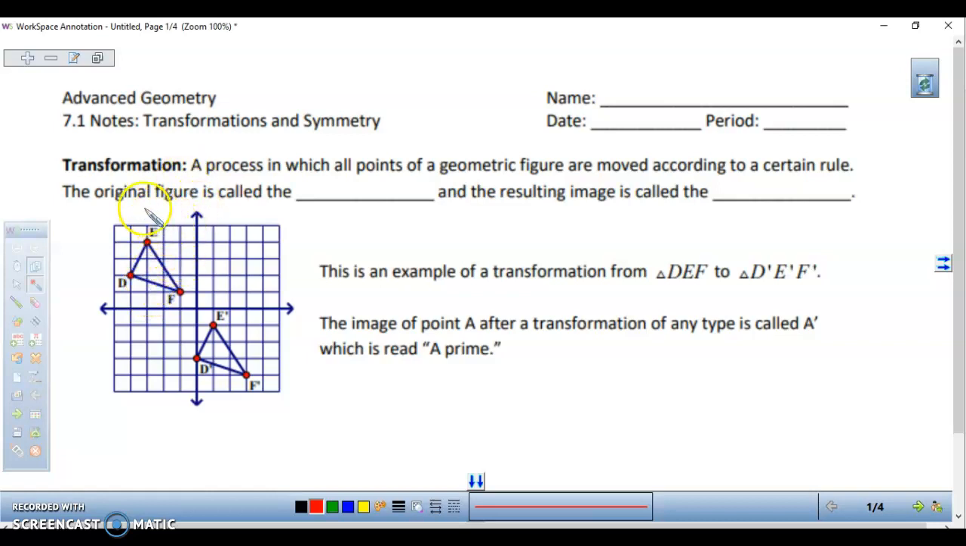Okay, in a transformation, the original figure is called the pre-image because it's before, or pre, the transformation occurred. And the resulting figure after the transformation is called the image. So in this example, this is a transformation of triangle DEF to triangle D prime, E prime, F prime. The image of point A after a transformation of any type is called A prime. That's what that little apostrophe is read as: prime.